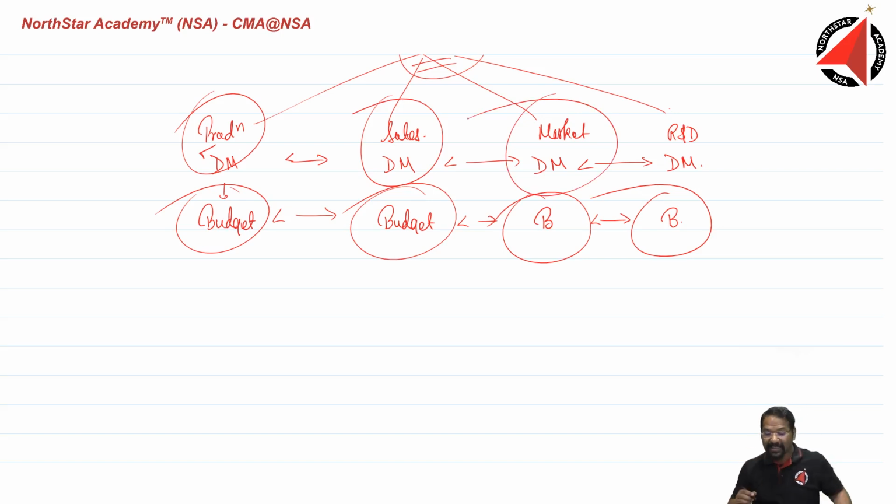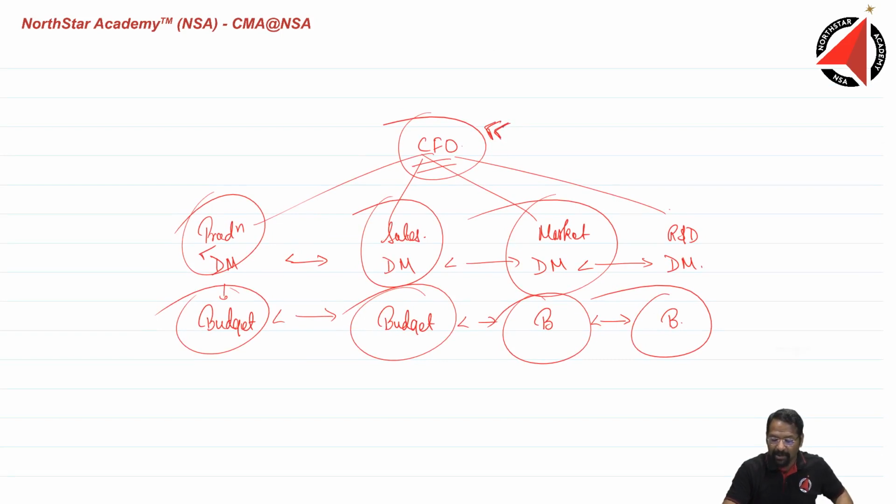So why is the CFO at the top of it? Because he is going to ask each one to prepare the budget and then create an integration of the entire budget together to form one unit. This budget, which is a combination of all the budgets prepared by all the departments together, is called the master budget. What is it called? It is called the master budget.